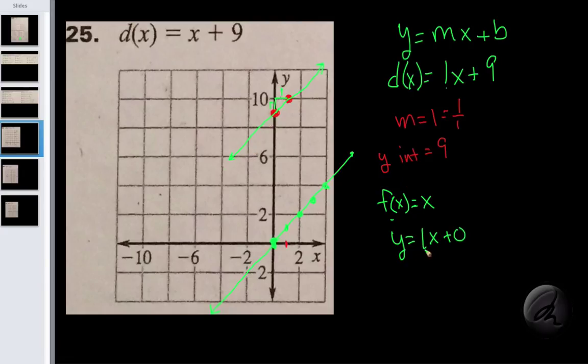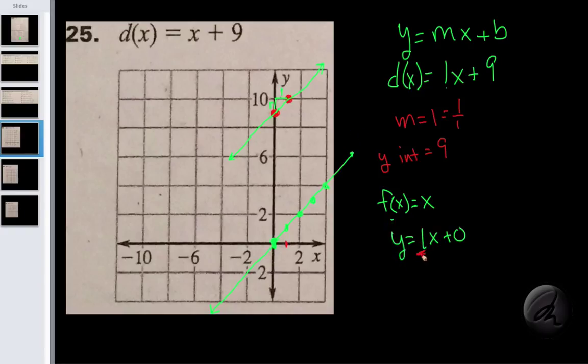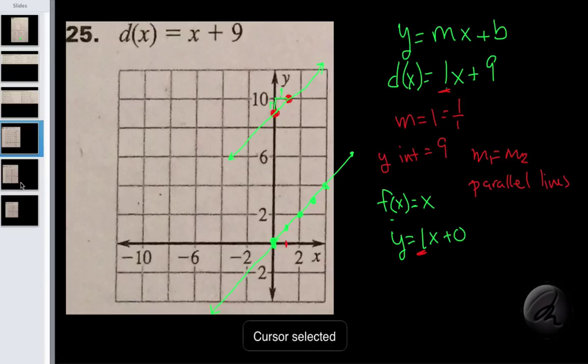Well, what's the slope of this one? What's the slope of this particular line? 1. And what's the slope of this one? 1. So if m1, my line 1, equals m2, my line 2, do you remember what that's called? If my slope is the same? Yes, these are parallel lines. Okay? Alright, so let's take a look at another one then.